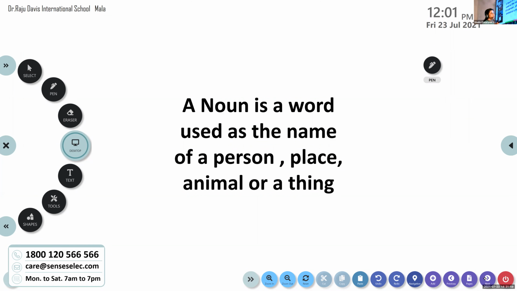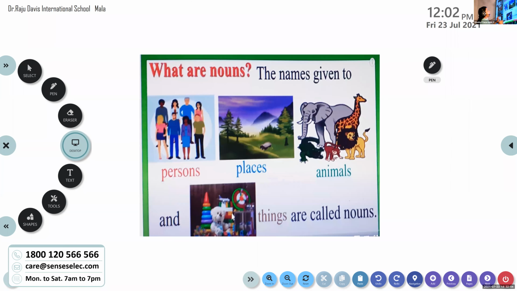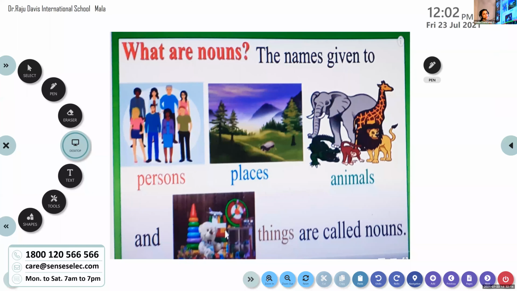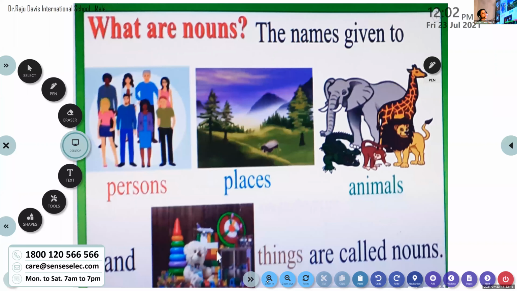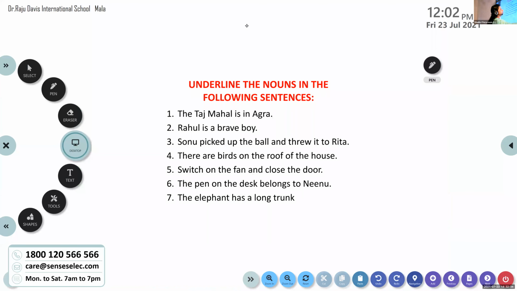Then we learned about the different kinds of noun. All of you look at the slide. These are the nouns. The names given to persons, places, animals, and things are called nouns. All of you, please have a look at it. I hope all of you can see the board very well. Okay, so nouns are nothing but names given to persons, places, animals, and things. Now let's move on to the different kinds of noun.